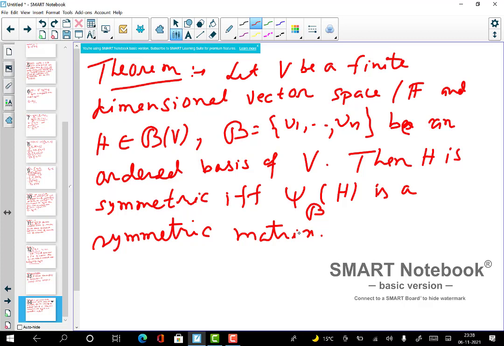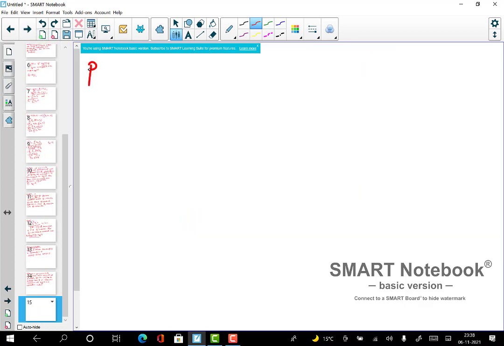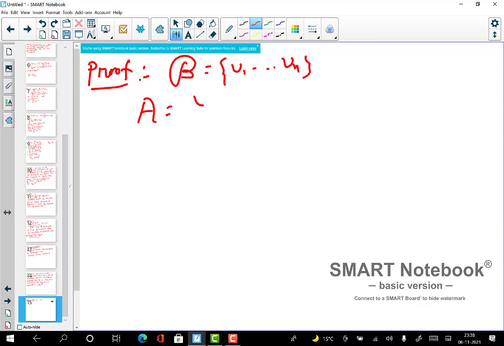So this is the theorem that the matrix is a symmetric matrix. Okay. So now the proof is not difficult. So how do we give a proof? You just start with V1, V2, ..., Vn, and let me write down A, the matrix of H with respect to this basis beta. A is Aij, ith row and jth column. Okay.